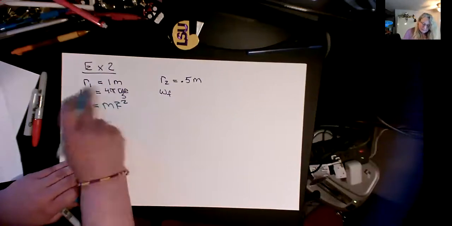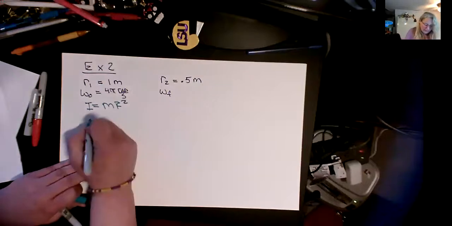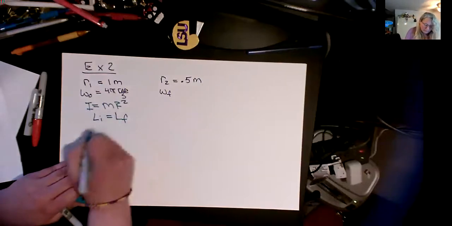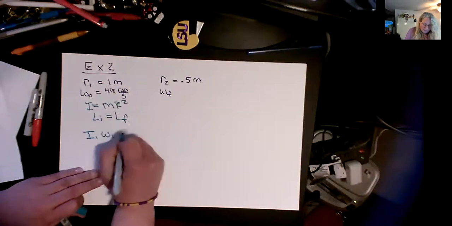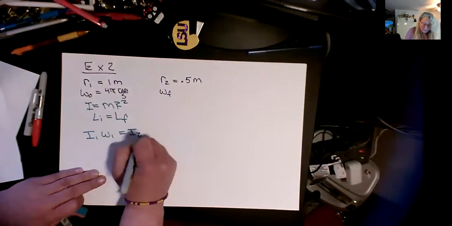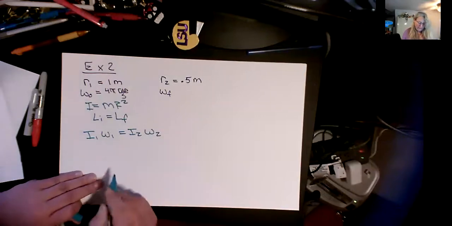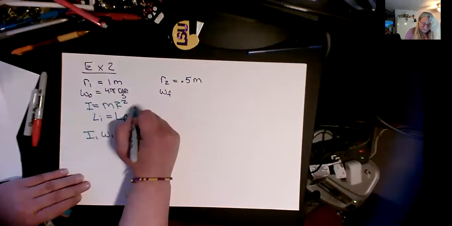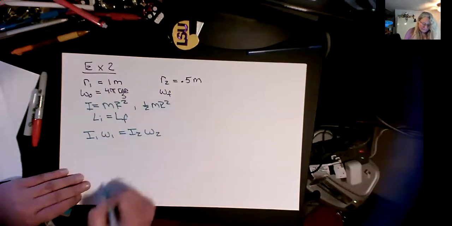And when I'm just changing the radius of something, then I'm going to have L initial equals L final, or I1 omega 1 equals I2 omega 2. This is just one thing, right? So I can put in any number of fancy things. In fact, let's try it with both 1/2 mr squared, so a disk, and a point mass.